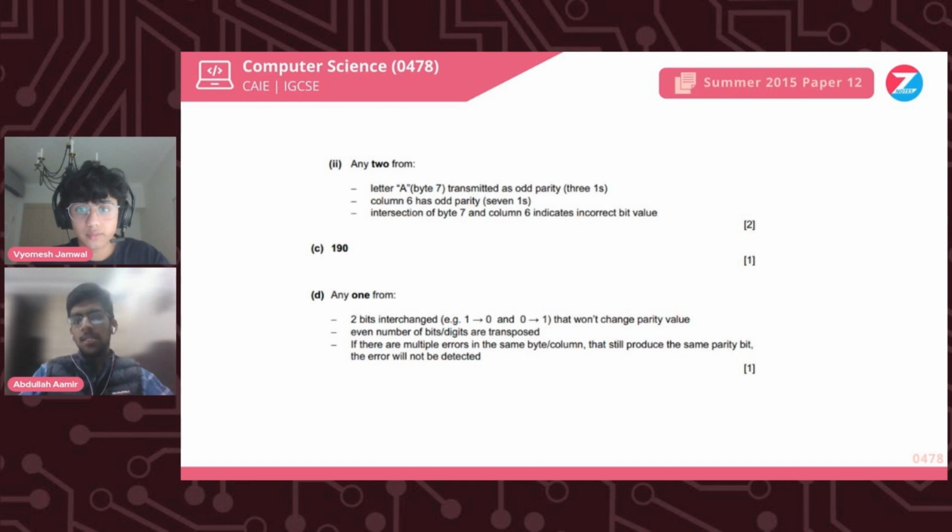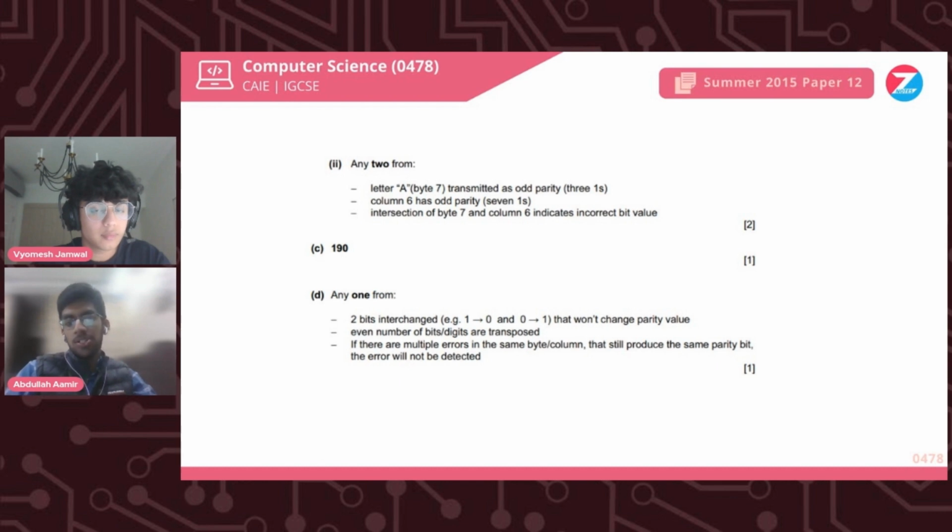Once again, letter A, which is byte 7, has been transmitted as an odd parity with 3 ones, and as Vimesh said, column 6 has 7 ones. So the intersection becomes a point, 190, which we didn't calculate, we just summarized it for you.